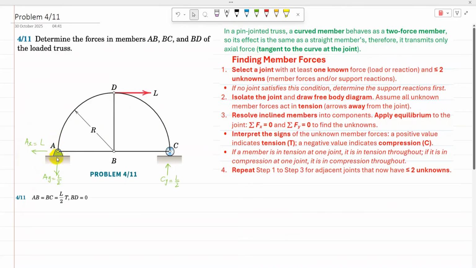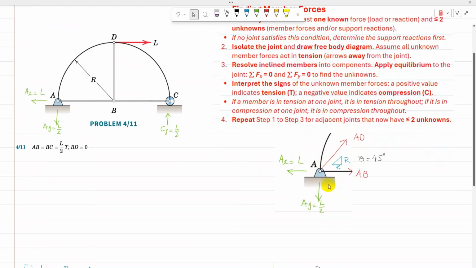So after isolating joint A, I can draw a free body diagram. So that's a free body diagram of joint A. AB, I have assumed as tension, and AD is just a line connecting A to D. So when it is connected, a triangle ABD is formed. In that triangle, side AB and side BD are the same. So when two sides are the same in a right triangle, other than the 90-degree angle, both angles are 45. So AD makes an angle of 45.